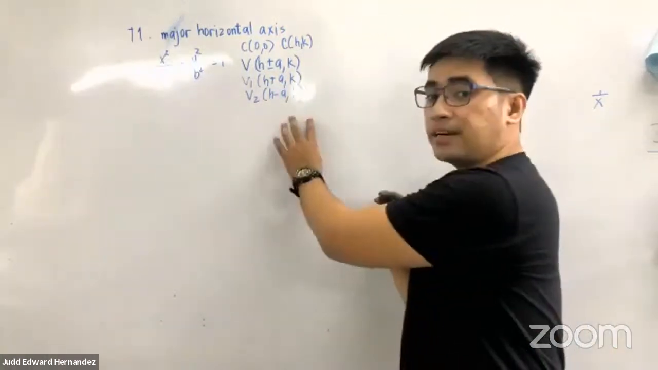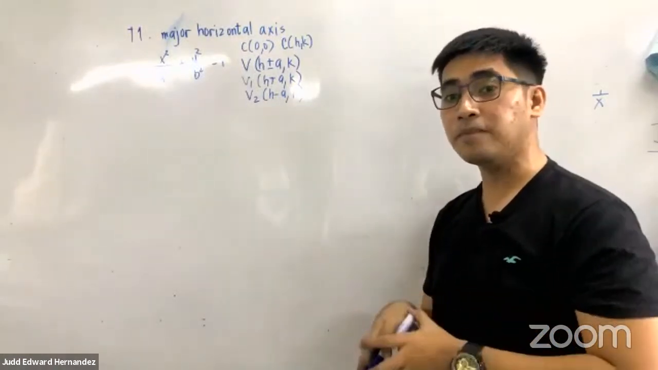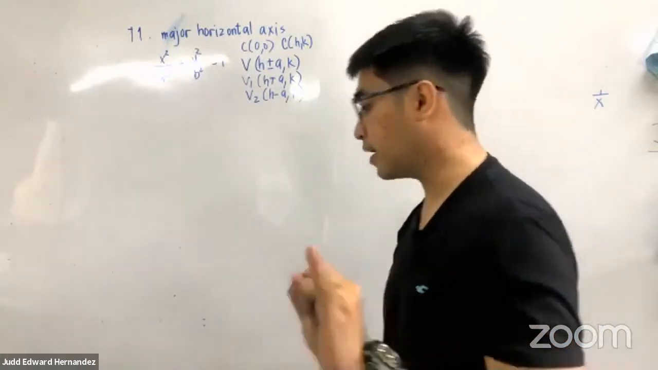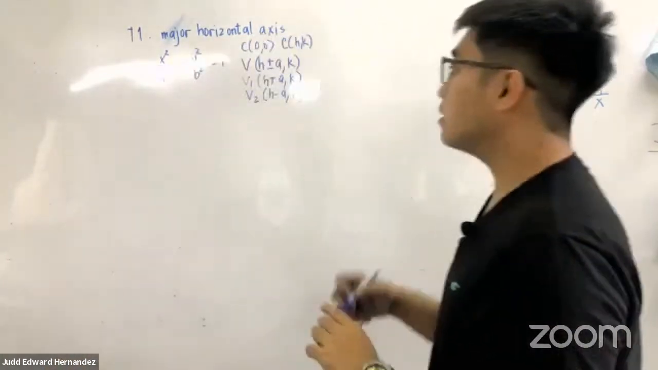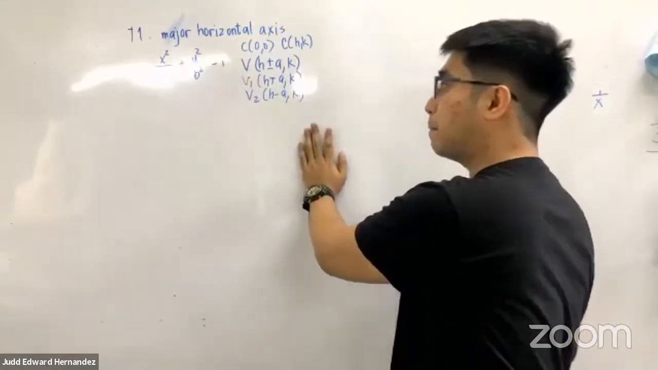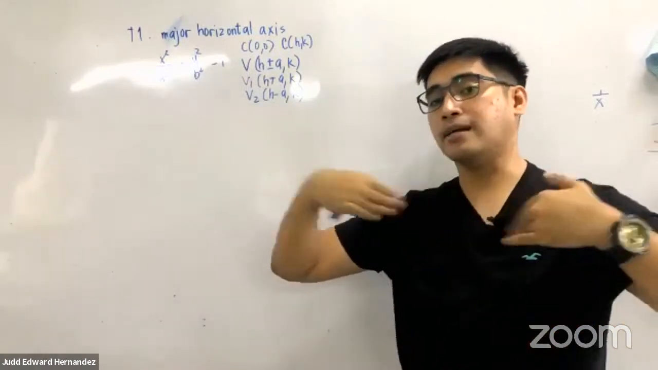Okay, is this clear? Kasi sabi ko sa inyo kanina, ang kapartner ng vertices natin, the partner of the vertices would be A. Okay, sa A. Yun yung kapartner natin. At A is always the largest. So, A yung pinakamahaba. Kasi, that is the length of the major axis.